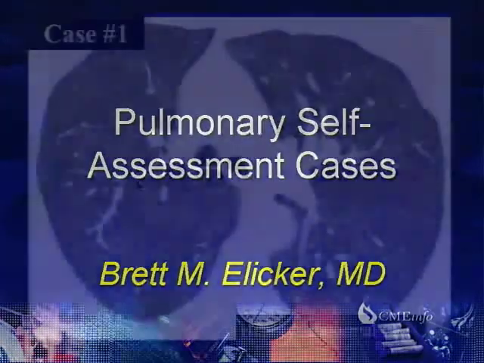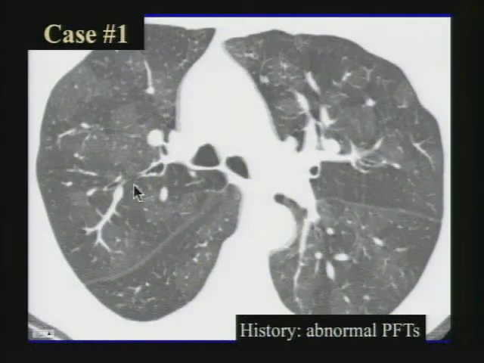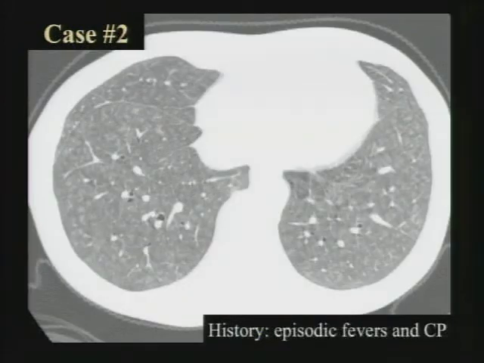Case number 1, diffuse abnormality, history of abnormal PFTs. Patient was actually relatively asymptomatic. Decide for me what the abnormal lung is and what the normal lung is, and then tell me how you would approach that and differential diagnosis. Episodic fevers and chest pain.